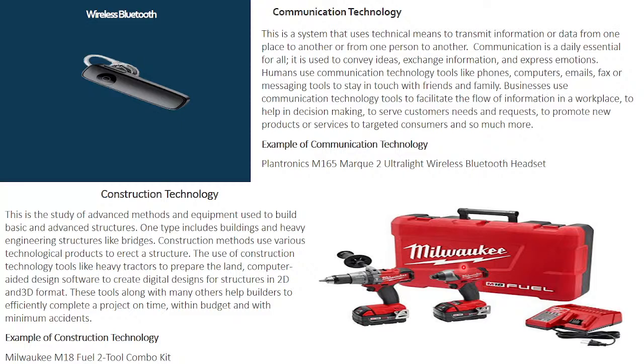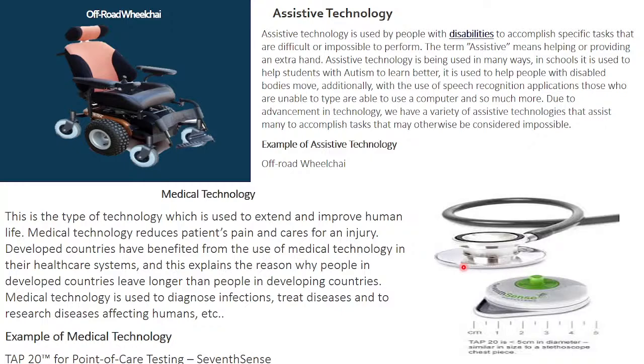Let's see next what we have to look at, another way that we find technology exists. Another interesting way that technology exists is through assistive technology. This technology helps people that are disabled.